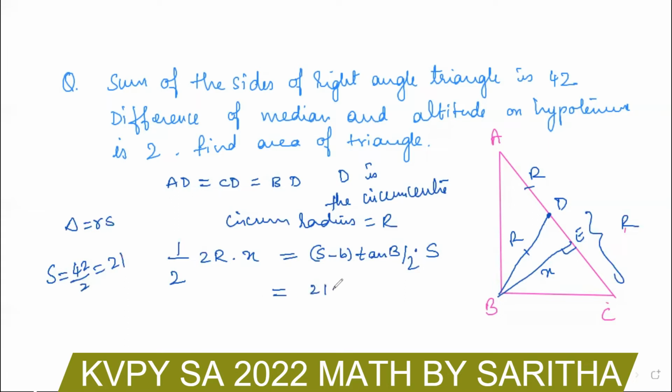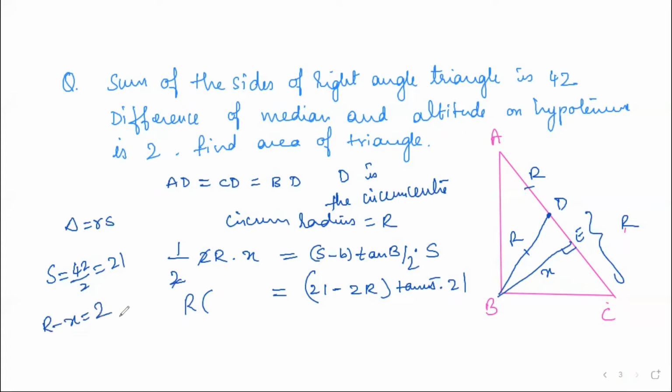So it's (21 - 2R) tan(B/2) = tan 45 times 21. And here I can write X as, since the difference between the median and the altitude is 2, R minus X is 2. So X will be R minus 2. So upon solving this equation, which is a very simple quadratic equation, R will come out as 9.